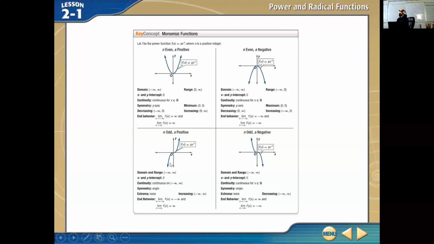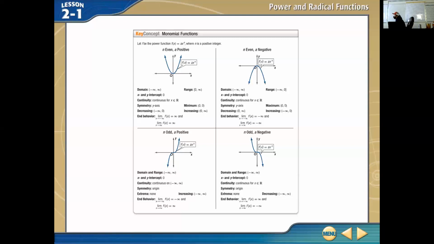It has symmetry that is based upon the origin. Okay, so that means if we were to rotate it 180 degrees about the point 0, 0, we would map on top of each other. Okay, it's point symmetry. No extrema. It's going to be increasing from negative infinity to positive infinity. And the end behavior: the limit as x approaches negative infinity, f of x approaches negative infinity. And the limit as x approaches positive infinity, f of x approaches positive infinity.